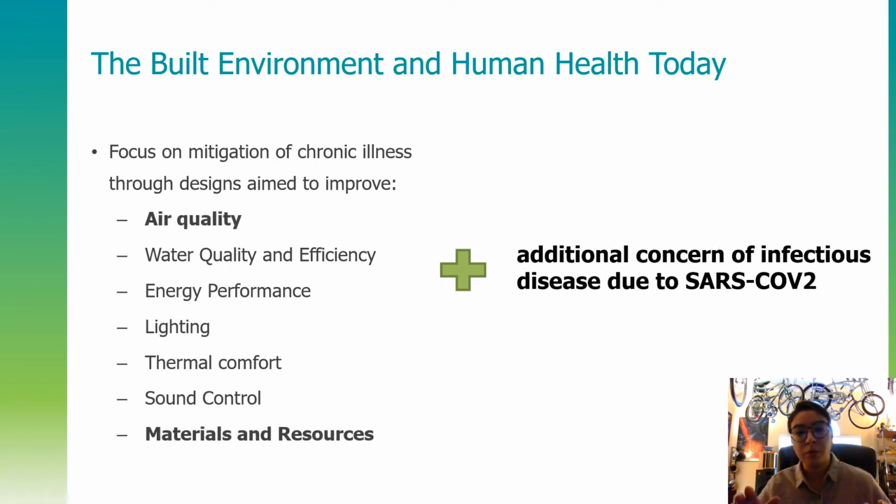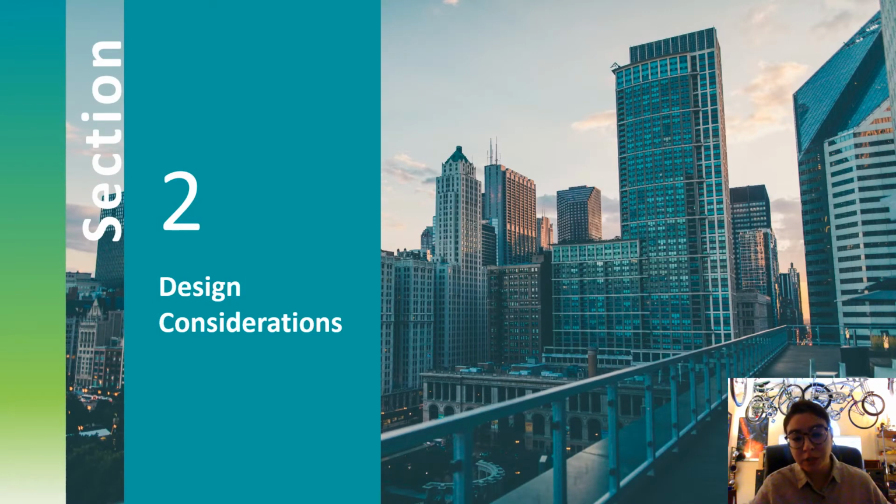So rather than going through all of these different reasons that can cause chronic illness or these different causes, I'm really going to focus on air quality and material selection, as well as infectious disease, and how we can go through and help mitigate these through our design considerations. So this brings us to section 2 on our material design considerations and human.